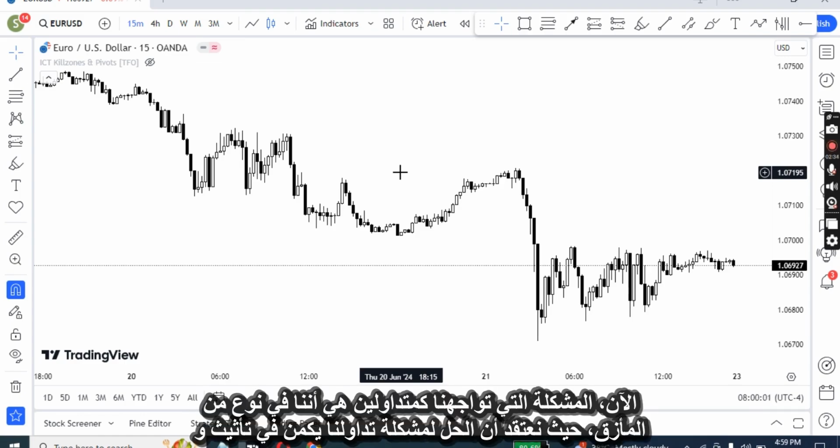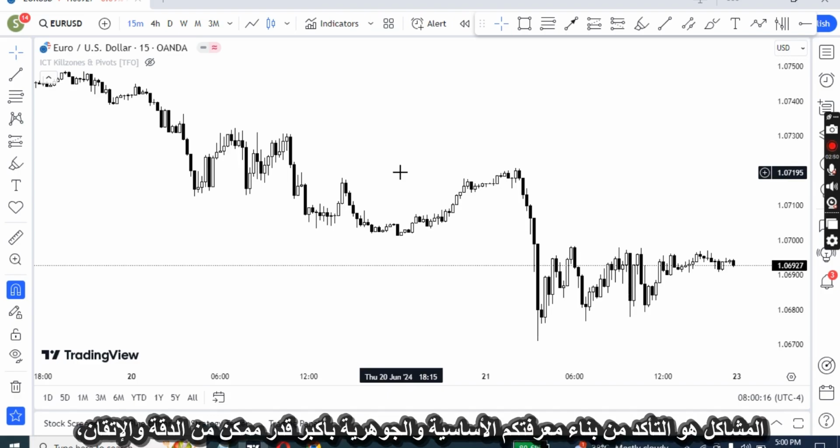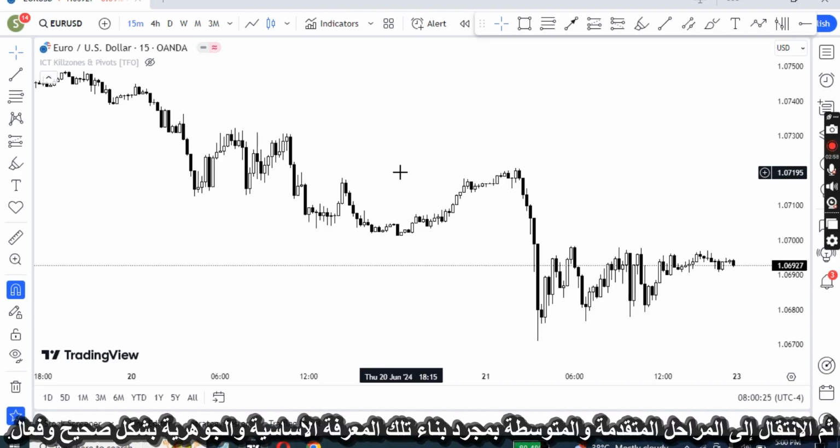Now, the issue with us traders is that we are in a kind of predicament where we think that the solution to our trading problem is by making sure to furnish and build our advanced knowledge. But in reality, the solution to those problems is making sure to build your basic and fundamental knowledge as precise and as refined as possible, right? And then moving on to the advanced and intermediate stages once that basic and fundamental knowledge is built correctly and efficiently.